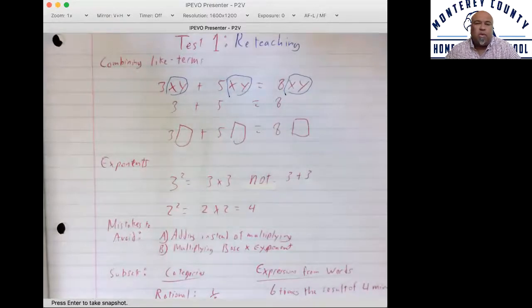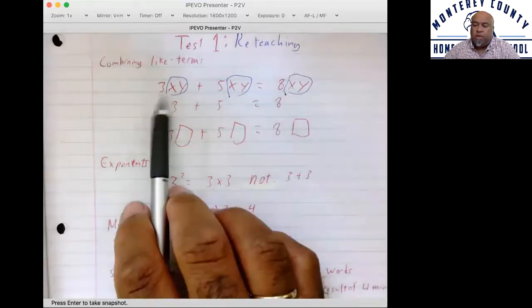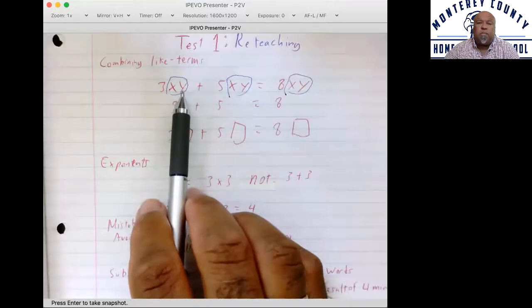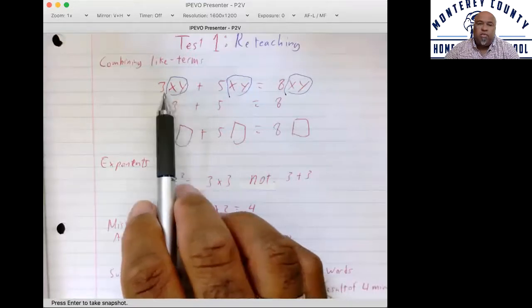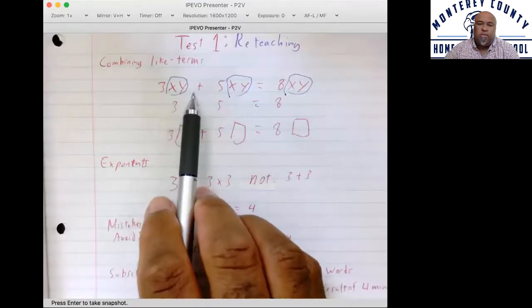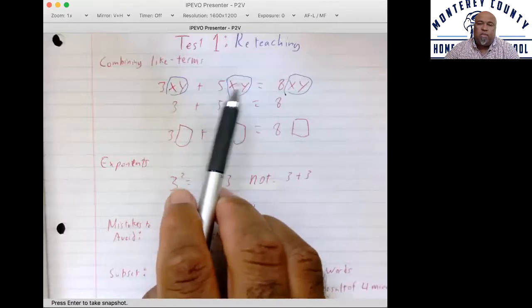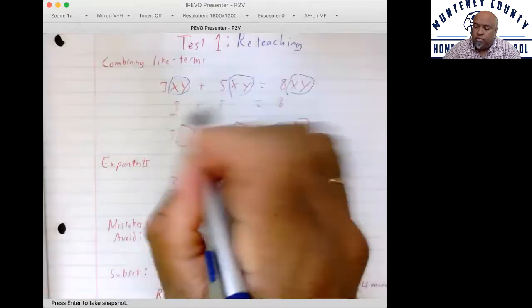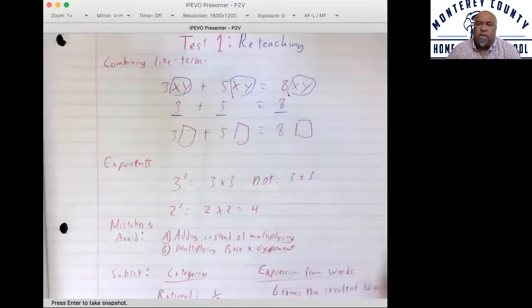We may not know what number x represents or what number y represents, but we know that both numbers are being multiplied together and being multiplied to 3 and to 5. So for our purposes, x and y simply becomes a thing. So I have 3 things plus 5 things is equal to 8 things, because again, the initial rule is true. 3 plus 5 equals 8.